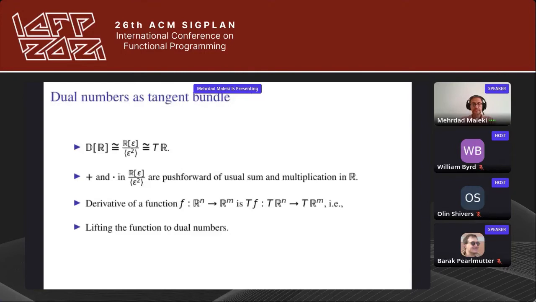So the set of dual numbers, we have seen, is isomorphic to the ring R of epsilon over epsilon squared and also is isomorphic to the tangent bundle of R. And multiplication and sum in the set of dual numbers are simply the push forward of the usual sum and multiplication in real numbers. And the derivative of a function f from R^n to R^n is the push forward function T of f from the tangent bundle of R^n to the tangent bundle of R^n. It means we lift the function to dual numbers to calculate the derivative.